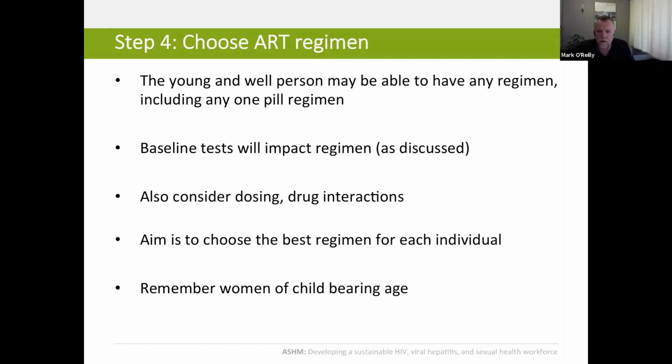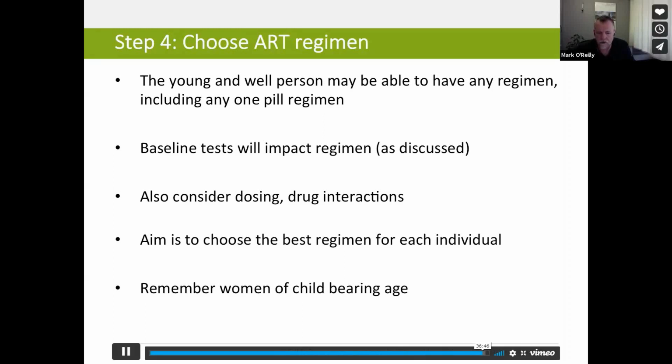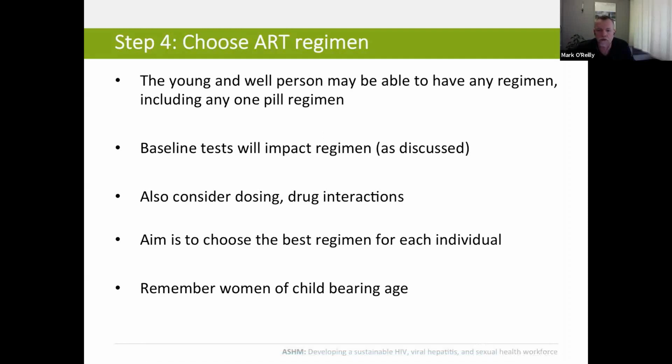Some antiretroviral therapy agents also need to be taken with food. So it's worth thinking about those as well. Ultimately, what you're trying to do is tailor the antiretroviral therapy regimen to the individual. You want to choose the best regimen for each person. And I tend to think about it as a shared decision-making process where I present that individual with all the potential options for them. And then we talk about the pros and cons of each of those regimens, and we end up making that decision together. And obviously, if women are of childbearing age, it's important to think about pregnancy potential and discuss that before choosing the first regimen.